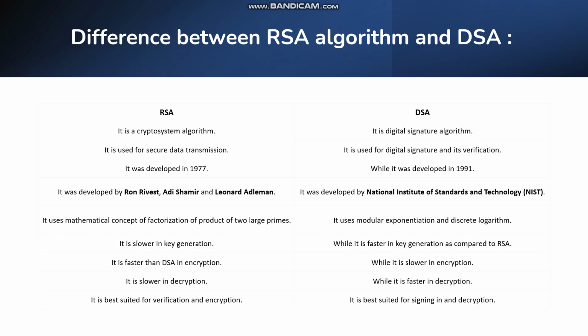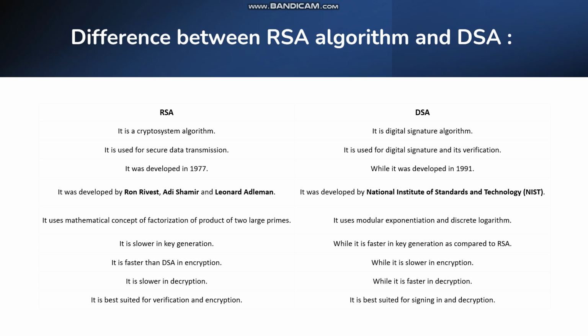Here, I would like to talk about the difference between the RSA algorithm and the digital signature algorithm. RSA is a cryptosystem algorithm. DSA is the digital signature algorithm. RSA is used for secure data transmission. DSA we use for authorization, like signature and verification of the user.